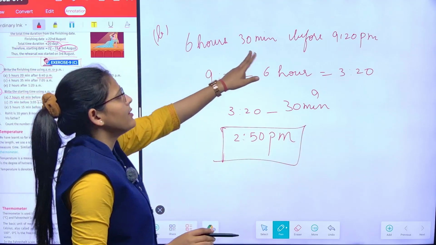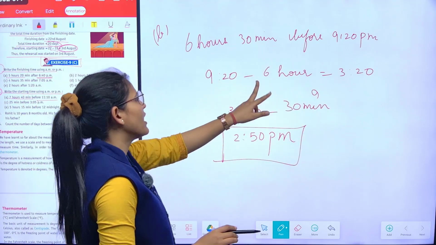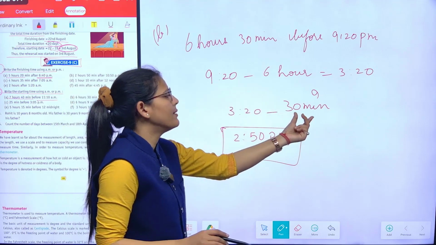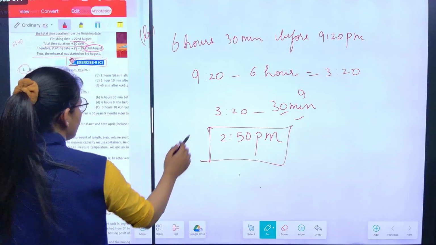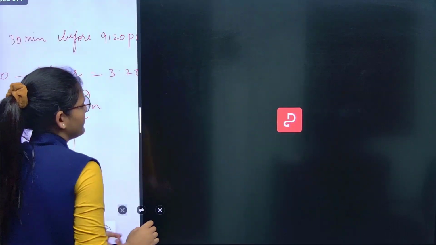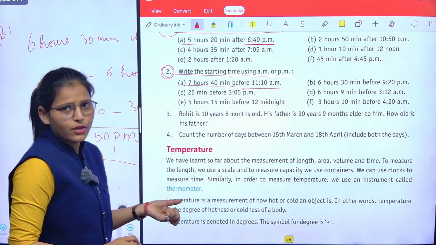6 hours 30 minutes before 9:20 p.m. So what did we do? We subtracted 6 hours, then we subtracted 30 minutes, that is 2:50 p.m. Now class, rest of the parts do yourself.